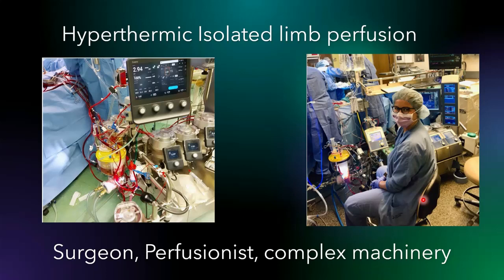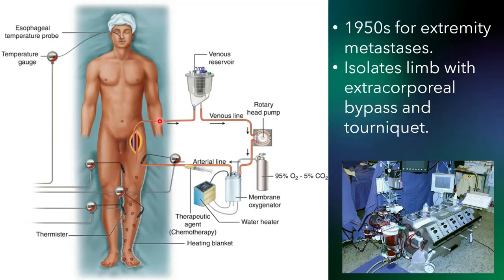Hyperthermic isolated limb perfusion. In case of hyperthermic isolated limb perfusion, a surgeon is required, a perfusionist is required, and a complex machinery like a heart-lung machine is also required. So what is happening there? So, this is a setup. It was identified in 1950 for extremity metastasis. It isolates the limb with extracorporeal bypass and tourniquet.